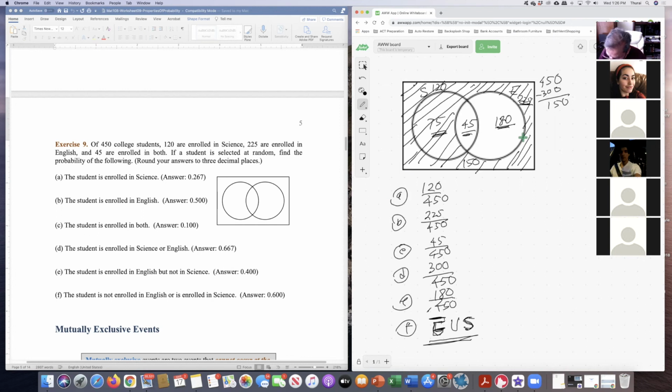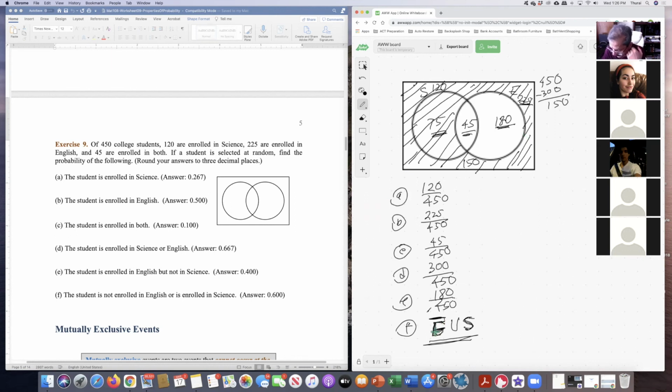No, it won't be added. The intersecting part, because they will be enrolled in English. So would 180 be added? No, the 40, this intersection will be added. That's what I'm trying to explain.